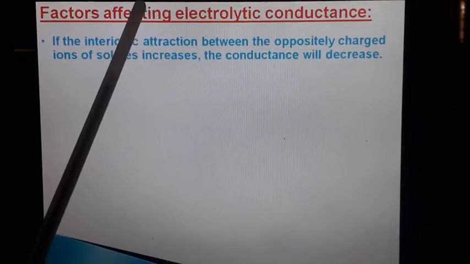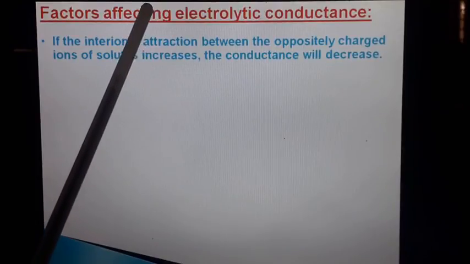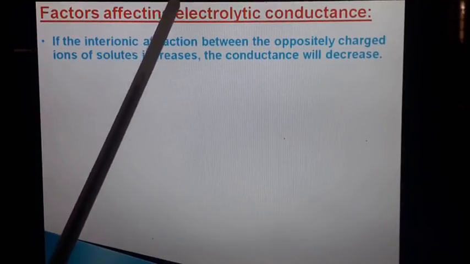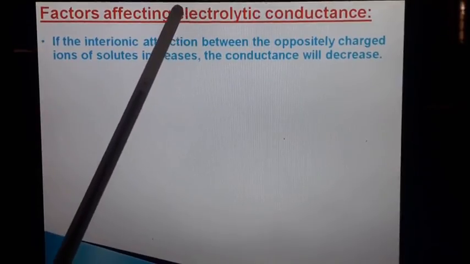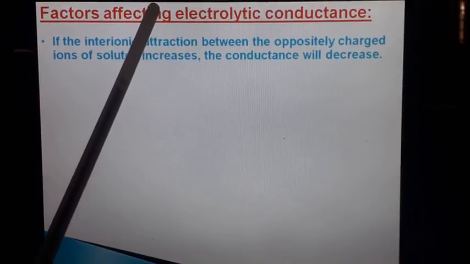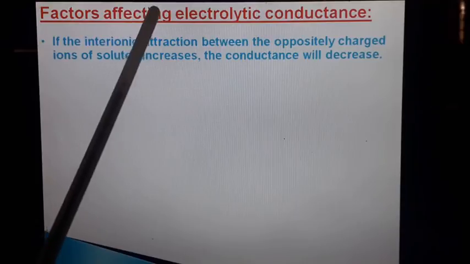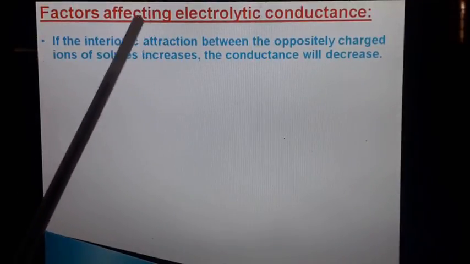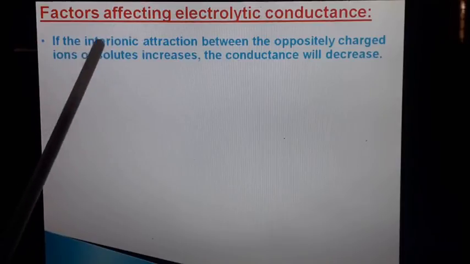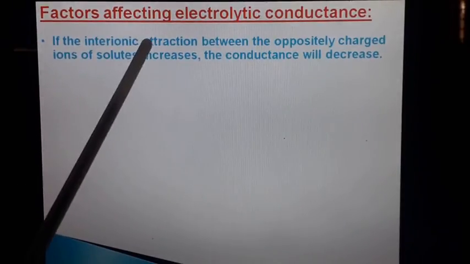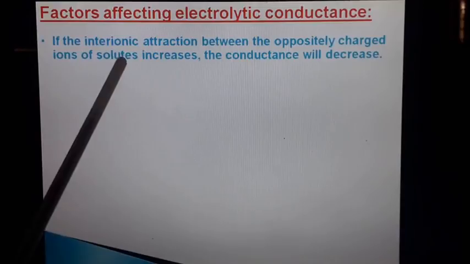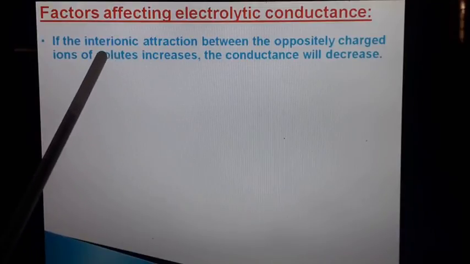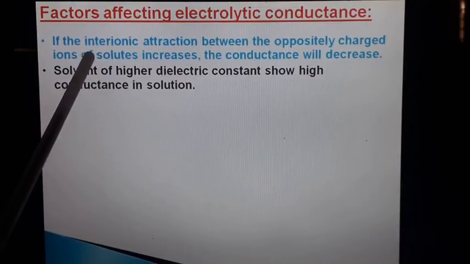Remember this in electrolytic solution. Interionic attraction means positive ions are surrounded by negative ions, the attraction between positive and negative. This is the concept. Next, the solvent.